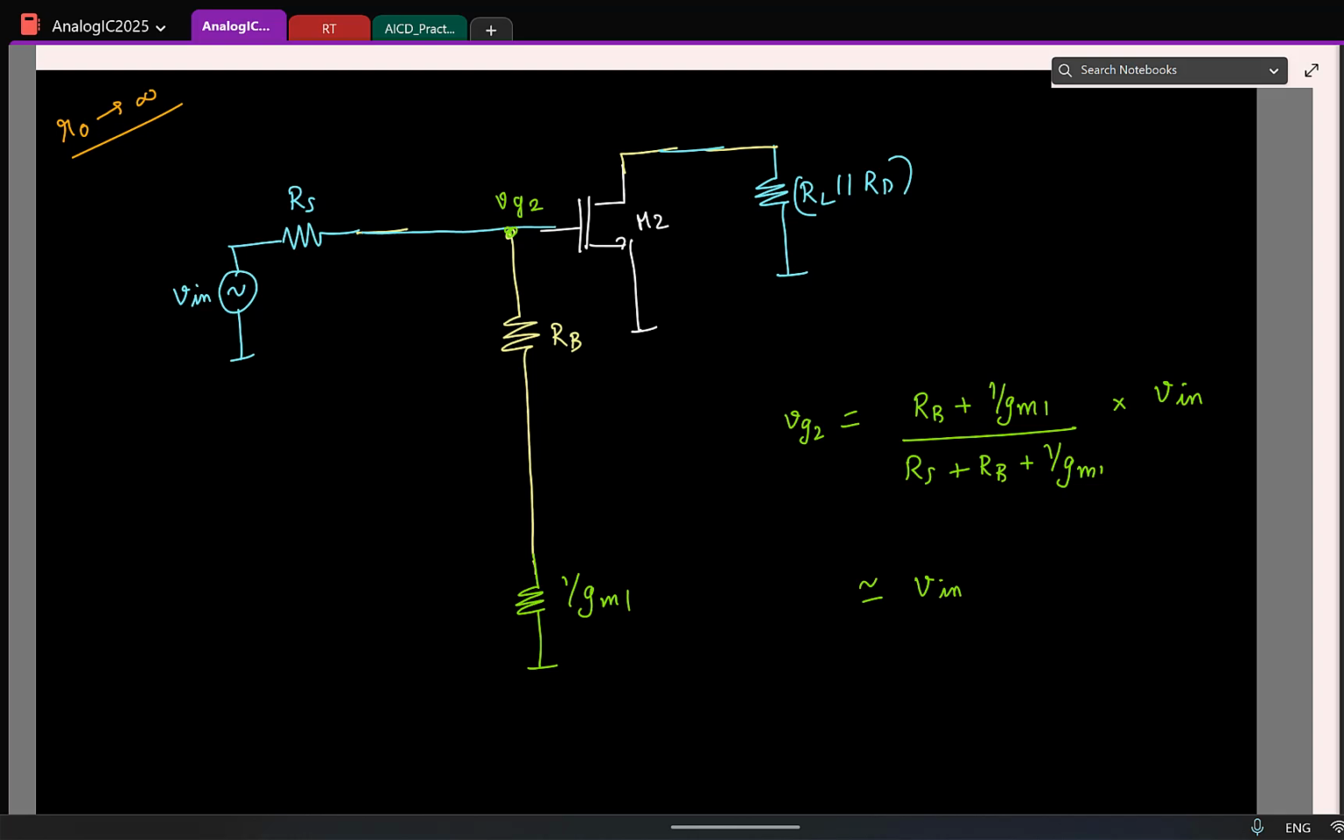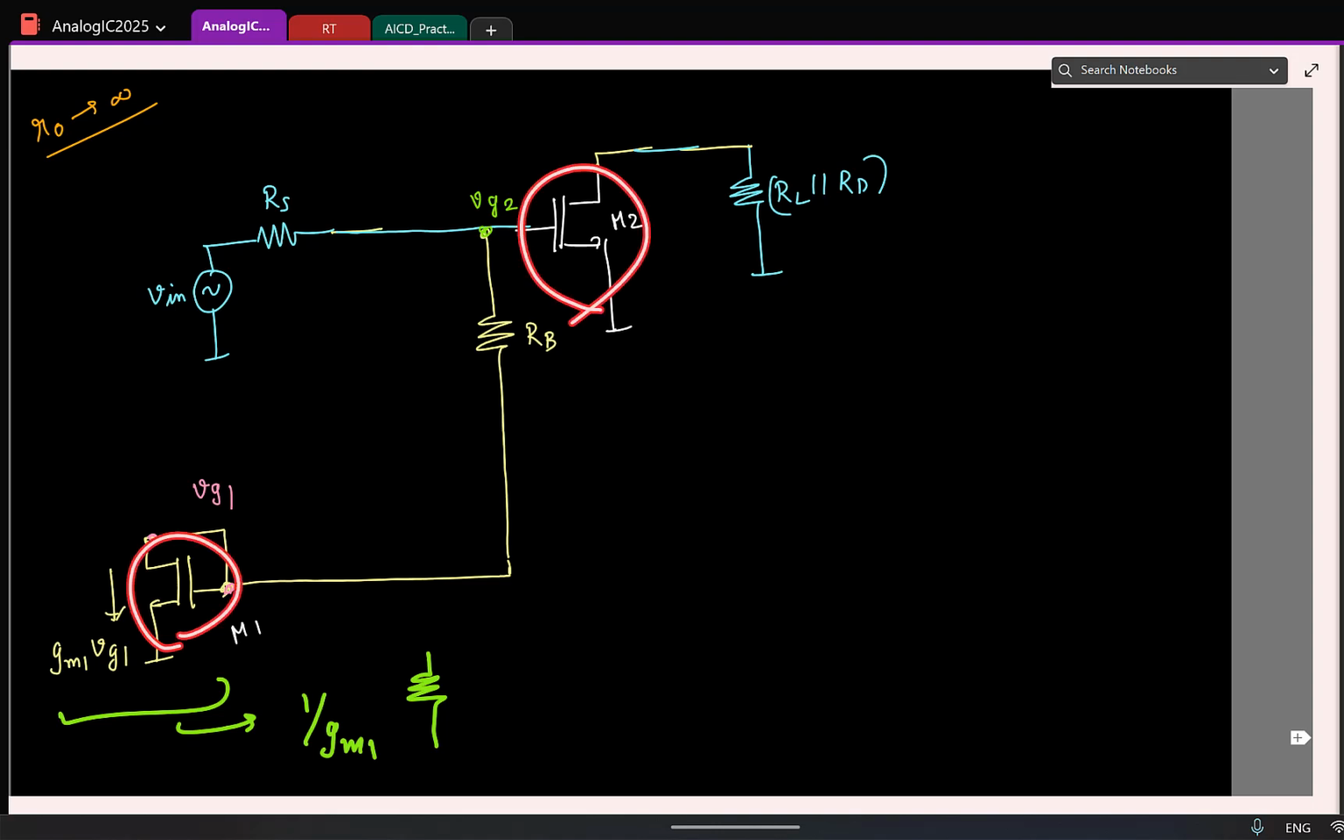Then it's okay. See, the idea is you want to make sure this fraction is as close to 1 as possible. Without RB, if you can make sure that 1/GM is really small and much less than RS, then you're okay. But in practice, typically you want to have a large gain. So GM will be large, R naught will also be large. And remember, these two transistors should be identical. So if the amplifier has a large GM, even this fellow will have a large GM. So that's a problem.